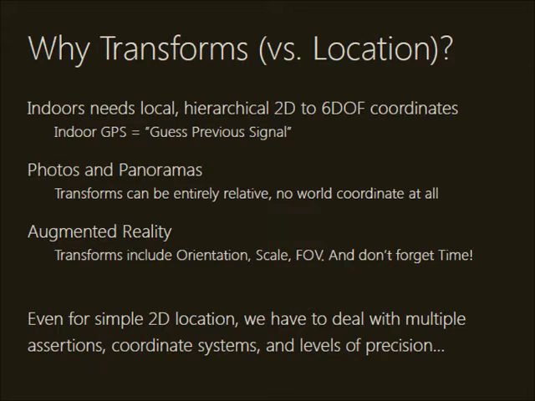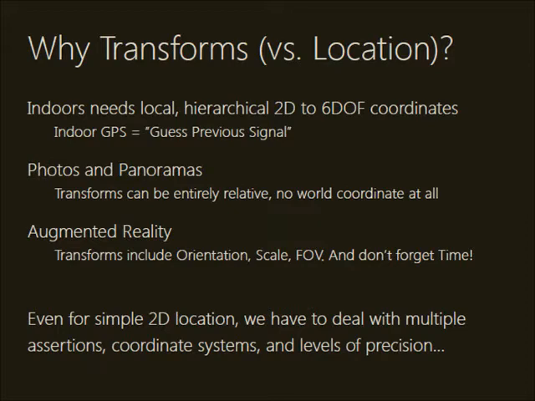But you also have to deal with not just location, but we have rotation, you have scale. Photos and panoramas often don't even have a location indoors, even sometimes outdoors, depending on the technology used. So the transforms can be entirely relative. They can be just a graph connecting these things together. Photosynth is a good example of that, navigating between the graph without necessarily having coordinates. For AR, you're going to want to include orientation, scale, field of view, and don't forget time. Time has to be built in from the ground up.